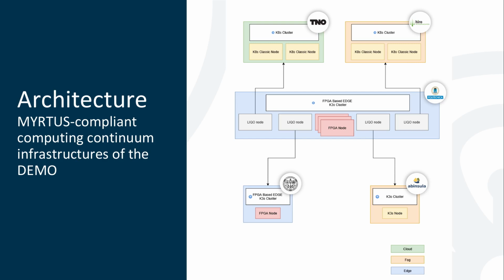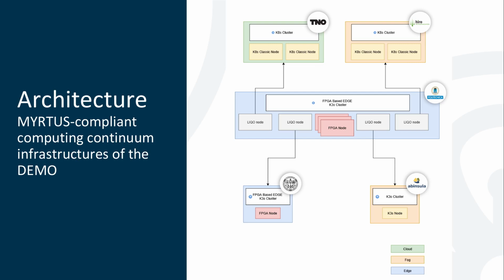In the center, the UPM cluster acts as the master. The other clusters are exposed to UPM as Liqo virtual nodes. So from UPM's perspective, the entire multi-cluster infrastructure is available. Concretely, the TNO cluster offers cloud-grade compute nodes, while Hyro and Abinsula provide fog-like nodes. In turn, Unica and UPM contribute FPGA-based edge nodes. This way, users can leverage the nodes that best fit their performance, power, and latency needs.